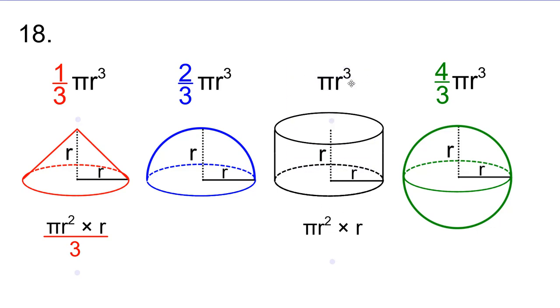And pi r cubed, if we notice here, is going to be the sum of these two, right? So if I added the volume of the cone plus the hemisphere together, 1/3 plus 2/3 would give us 3/3, if you want to think of it that way, but the full pi r cubed. And then if we add an additional cone on top of that, that would give us the volume of the sphere. So you have 1/3, 2/3, 3/3, and 4/3, which is actually really cool.